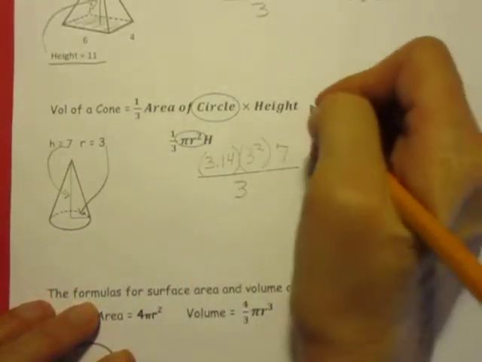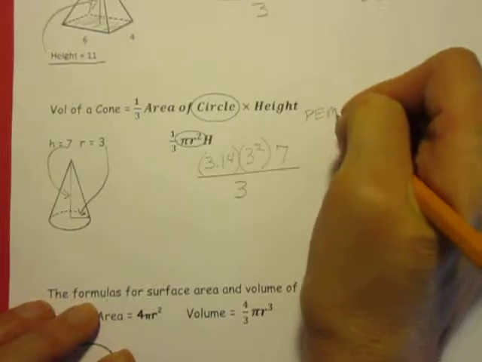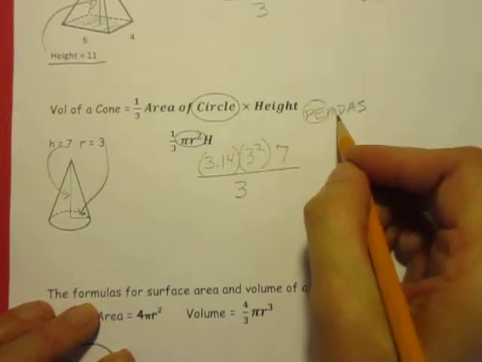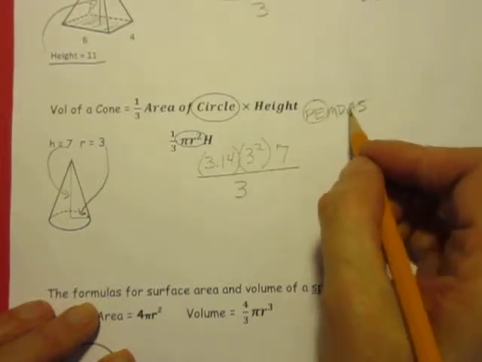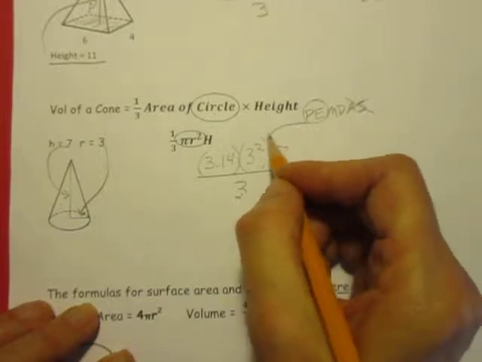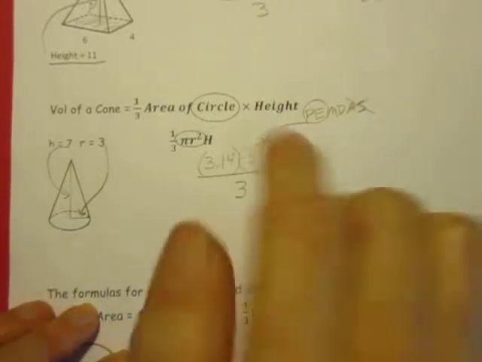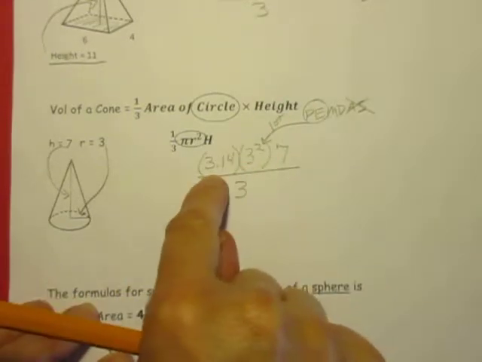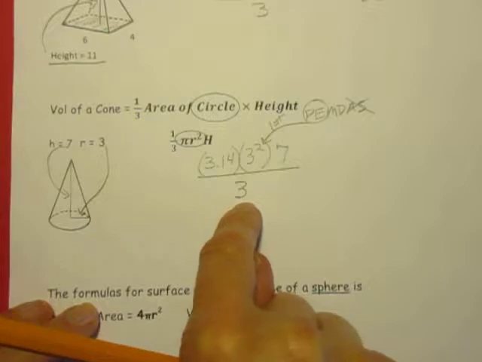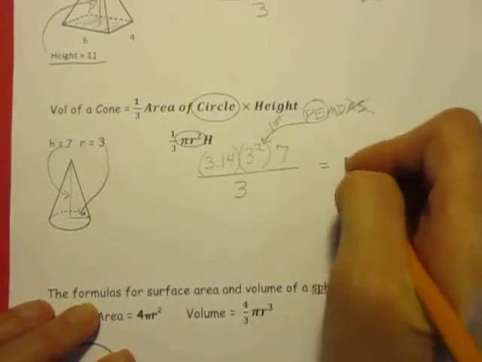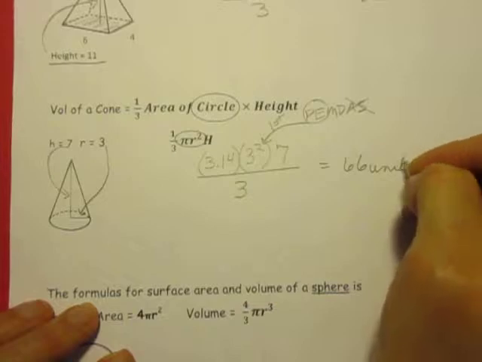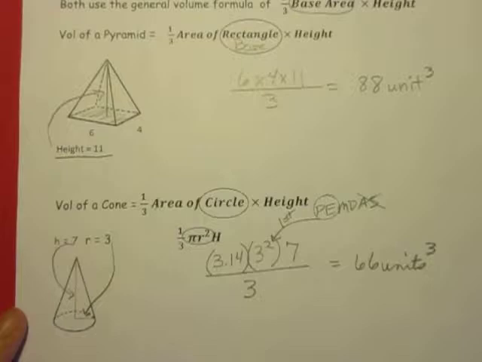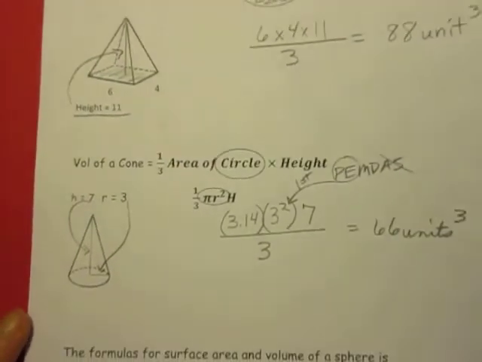So again, you have to be aware of PEMDAS, which is please excuse my dear Aunt Sally, or do parentheses, exponents first, then multiplication and division, and addition, subtraction. We don't have any addition, subtraction, but we have an exponent here. So you're going to have to plug that in first. So that's the first thing you need to do, is go 3 squared, which would be 9, times the 3.14 times the 7, and then divide by 3. And you should end up with 66 units cubed on this one. Okay, so the volume formulas are very similar, very easy to execute.